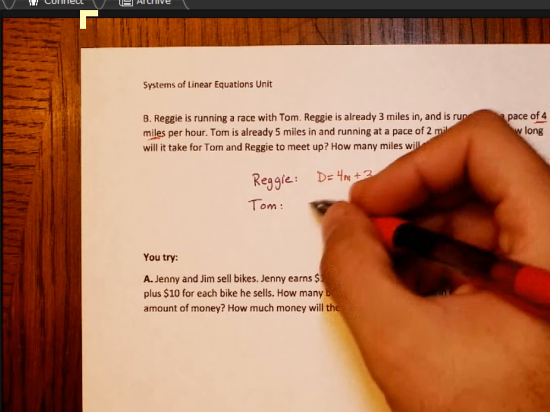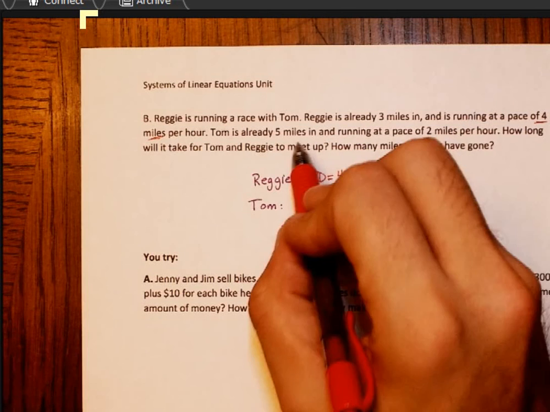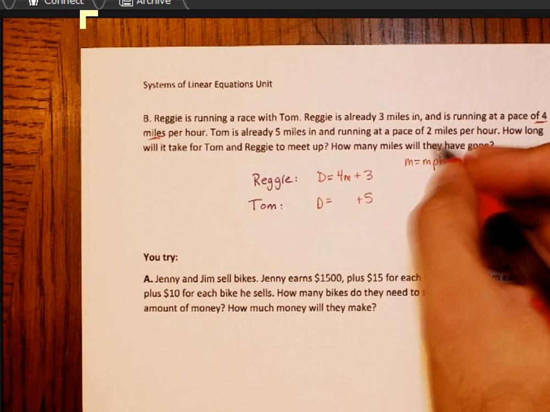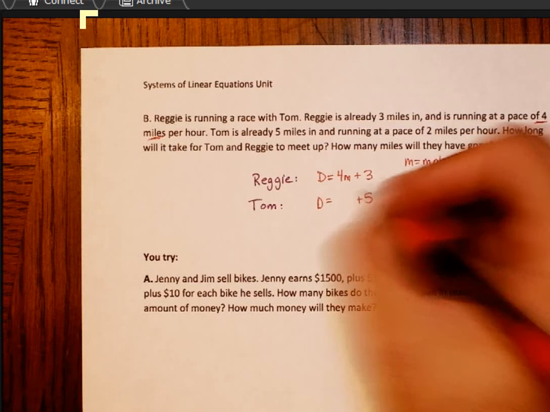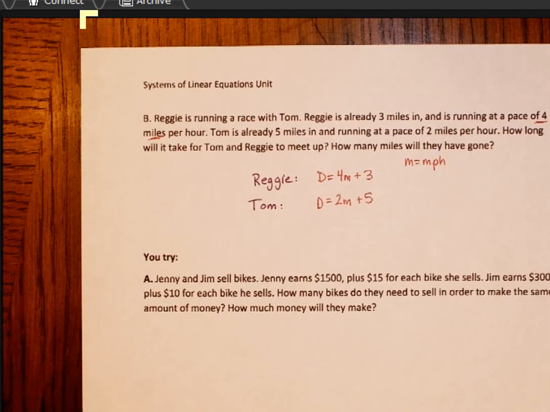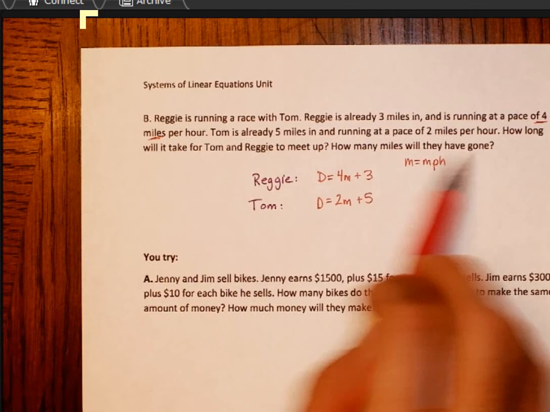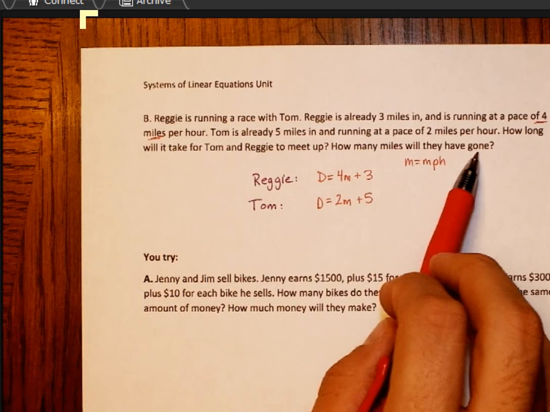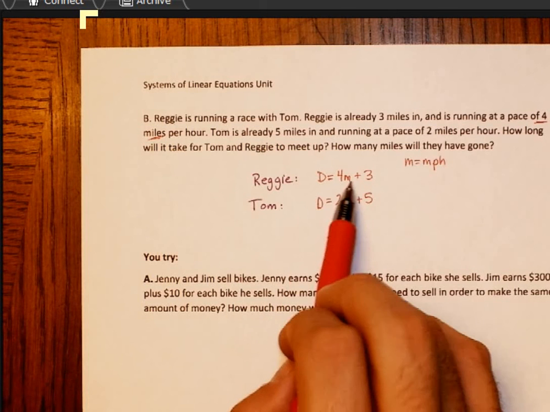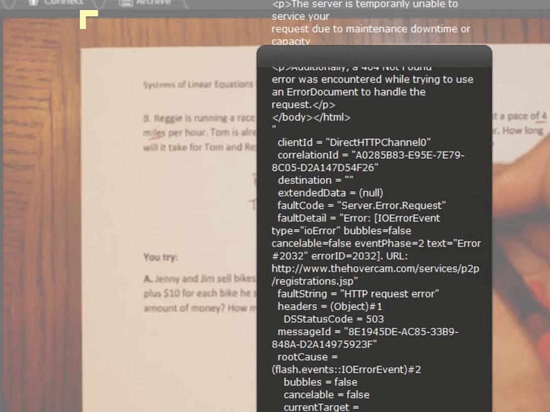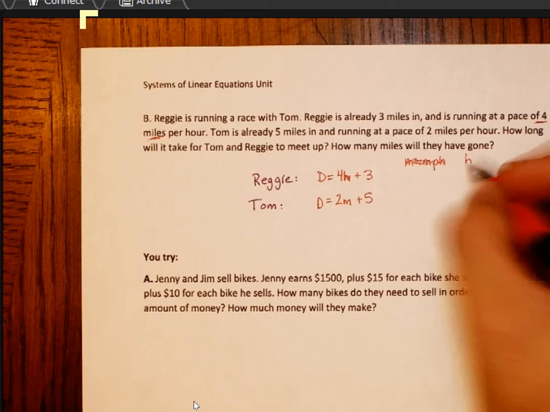So Tom is 5 miles in. So his distance is already at 5 miles in and running at a pace of 2 miles per hour. So that would be 2n. Okay. So it says, how long will it take for Tom and Reggie to meet up? So we're talking about hours there, and then how many miles will they have gone? So D would be represented in miles, and M really shouldn't be miles per hour, but should be H to represent the hours. So I'm going to go ahead and change that now. So H is really hours.